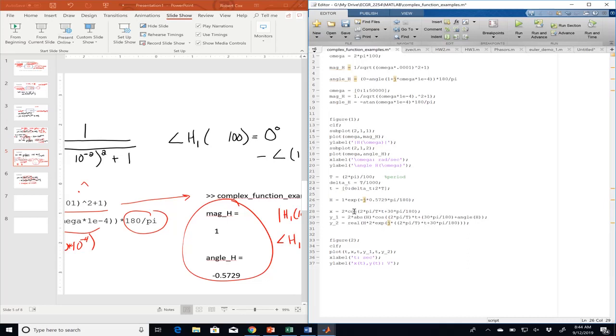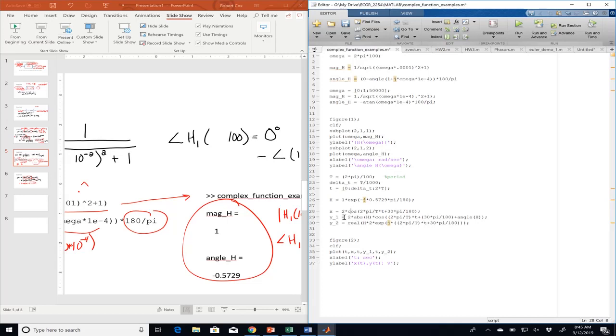All right, now what I've done is here I've written the input x, right? So 2 cosine times 2 pi over t. So 2 pi over t is the frequency in radians per second. And then I add the 30 degrees, and I had to convert that 30 degrees into radians, so I have that pi over 180. Now what I have here is two different ways of looking at that output.